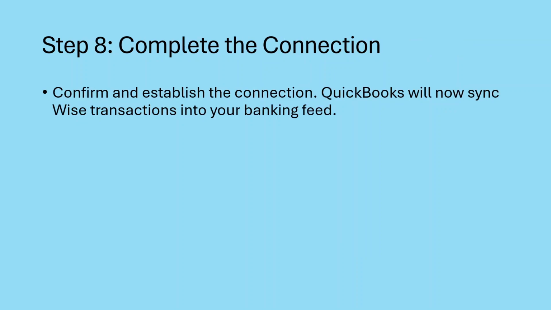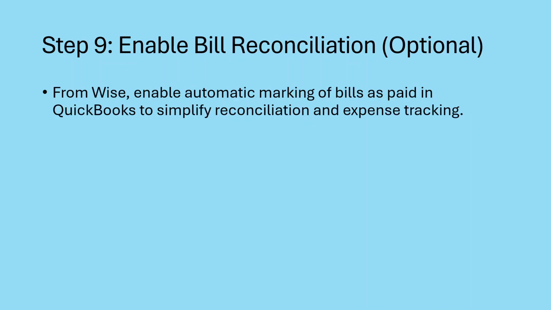Step 8. Complete the connection. Confirm and establish the connection. QuickBooks will now sync Wise transactions into your banking feed. Step 9. Enable bill reconciliation. This is optional. From Wise, enable automatic marking of bills as paid in QuickBooks to simplify reconciliation and expense tracking.